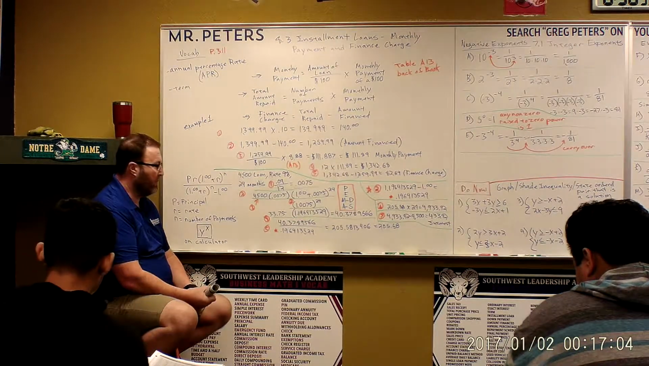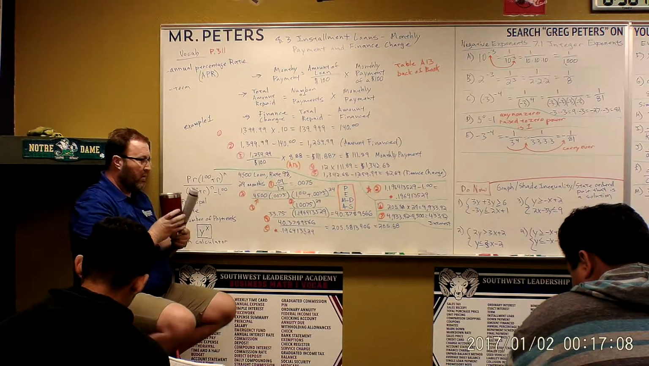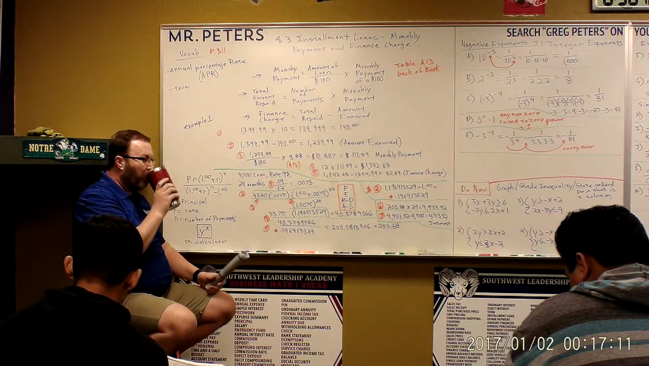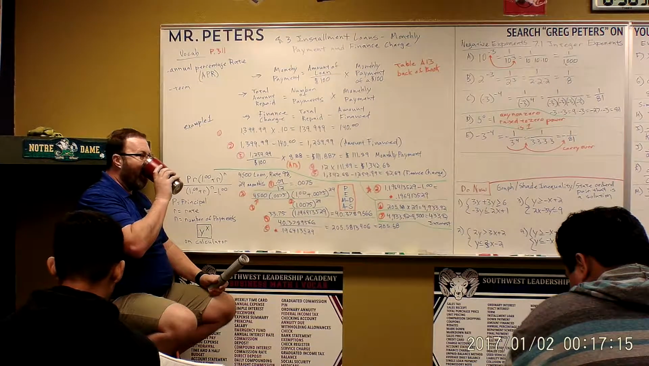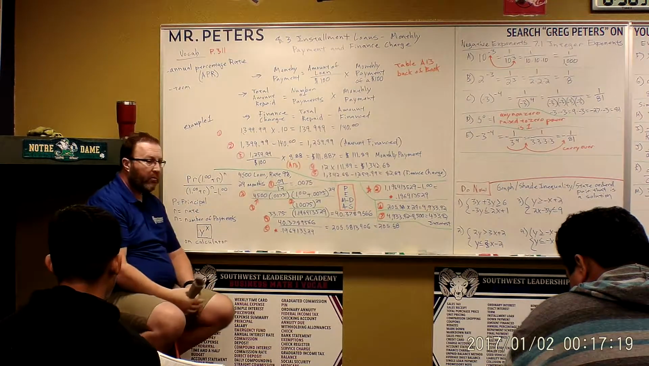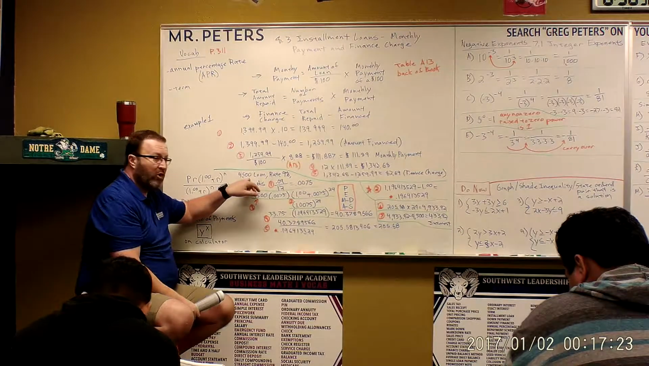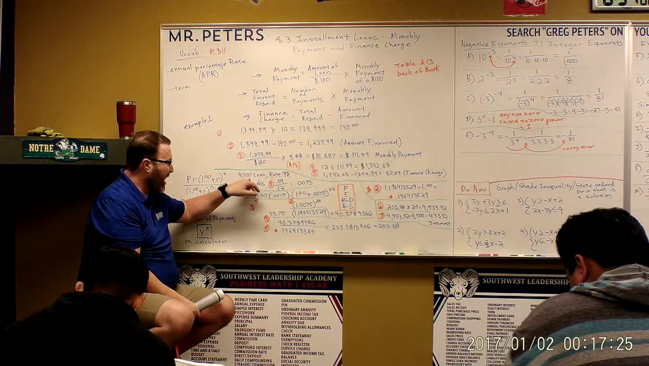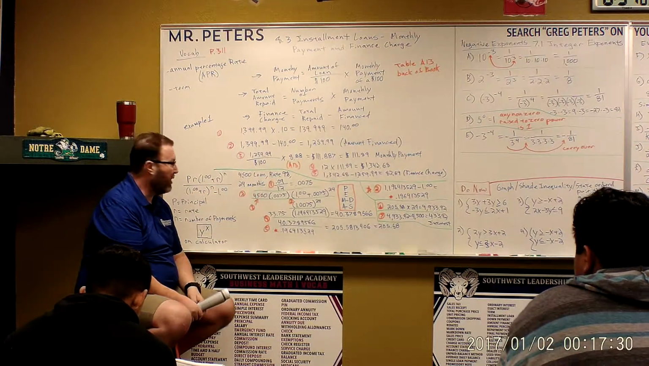Okay. Harry Mills obtained a $4,500 installment loan at an APR of 9%. He must repay the loan in 24 months. Find the monthly payment using the formula, then total amount repaid and finance charge. Thank you. Okay, so this is what we know. We know it's a $4,500 loan. We know the rate is 9%, and we know that it's 24 months.